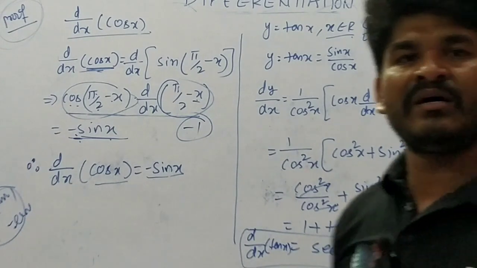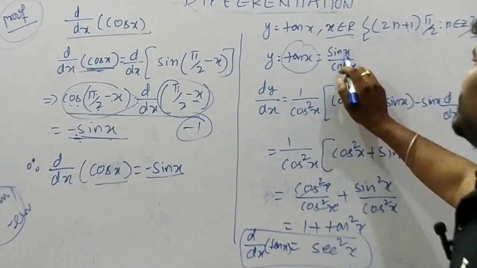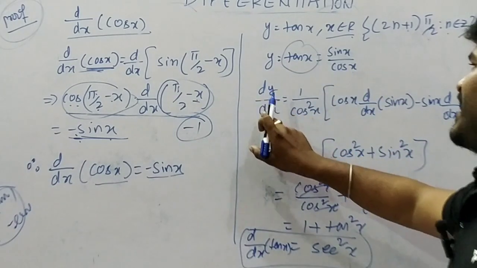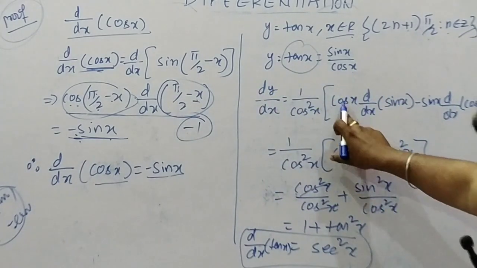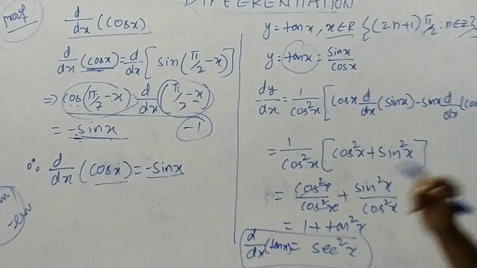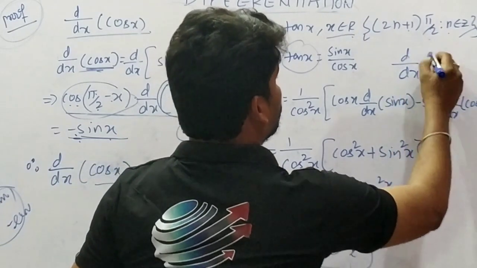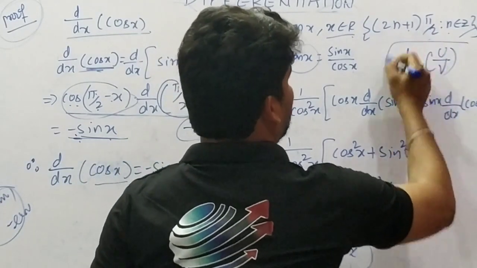Must and should integers, n values. In the same way, y equals tan x, which is sin x divided by cos x. Tan x is represented as sin x by cos x. Therefore, dy by dx of 1 by cos square x into cos x, d by dx of sin x minus sin x into d by dx of cos x. Here we are applying the d by dx of uv formula.